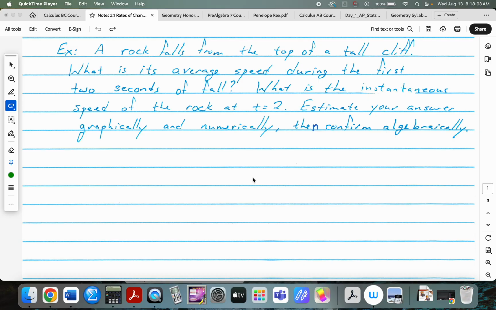A rock falls from the top of a tall cliff. What is its average speed during its first 2 seconds of fall? What is the instantaneous speed of the rock at t equals 2? Estimate your answer graphically and numerically, then confirm algebraically.